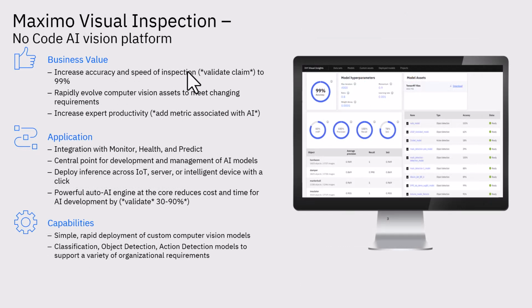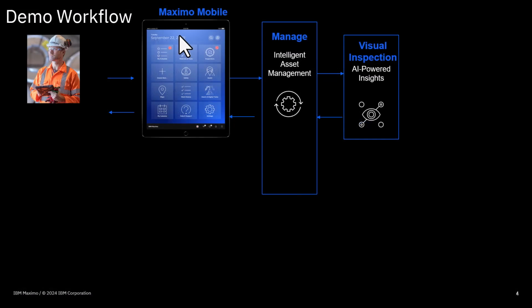Then Maximo Visual Inspection is the no-code AI vision platform, so we build some AI models off of images looking for different patterns and things that we care about. And with the demonstration, we're going to show you performing an inspection through mobile that is going to be interfacing with Maximo Manage. And the AI vision component is going to have a model that's deployed on Maximo Visual Inspection.